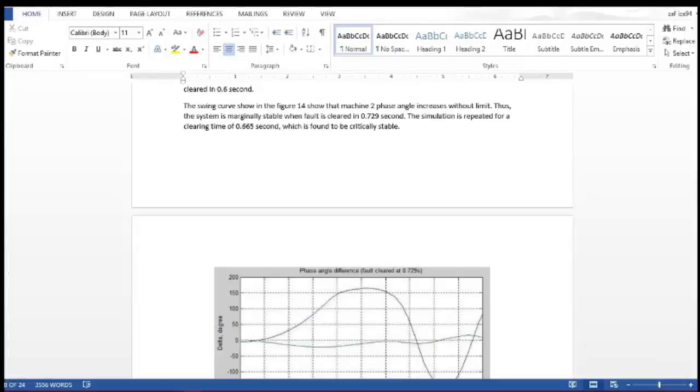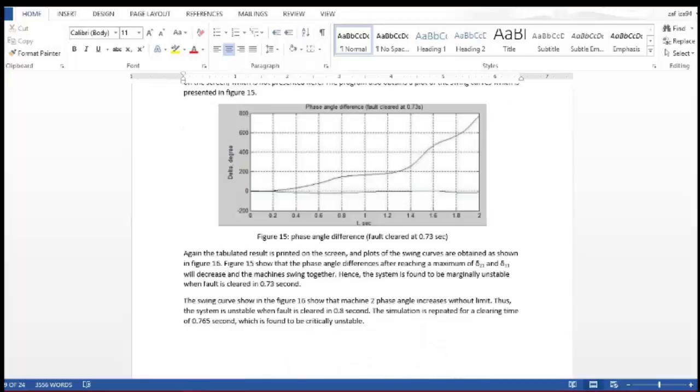And then the swing curve shown in figure 14 below shows that the machine phase angle increases without limit. Earlier we got 0.6 second, but this time for the phase angle difference fault in figure 14 we get 0.729 second. And then for figure 15, the phase angle difference of each machine also shows that the machine phase angle increases without limit, but this time the fault is cleared at 0.8 second.